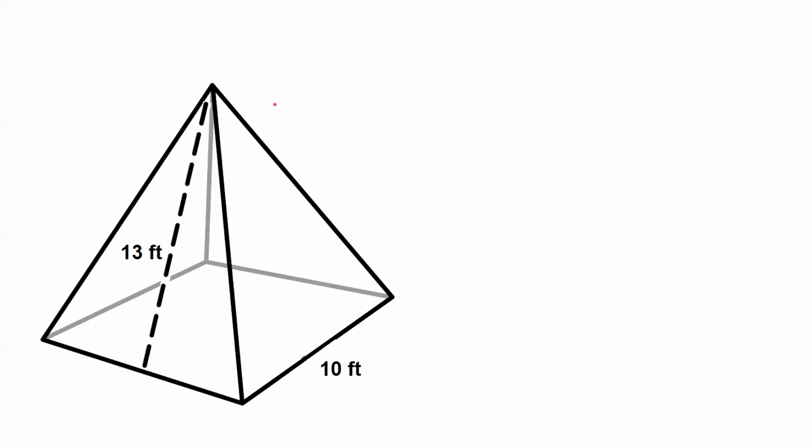Hi guys, I have a problem here for you where we have a pyramid and we want to find the volume of this pyramid. So first I'm going to start off by writing the volume formula. V equals 1/3 area of the base times height. But when I'm doing volume of a pyramid, the height that I need to use is the height that starts at the apex of my pyramid and drops down and is perpendicular with my base.